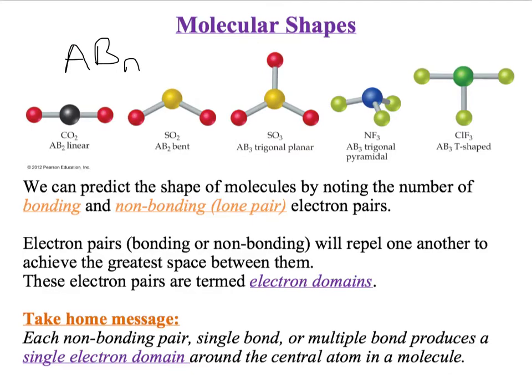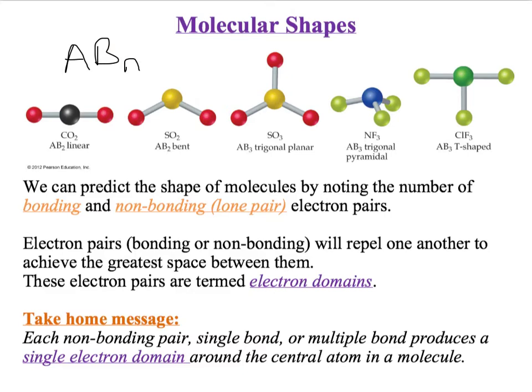One important concept for determining the shape of a molecule is noting the number of bonding and non-bonding electrons. Bonding means that those electrons are involved in a bond. The non-bonding electron pairs are just the lone pairs of electrons, which are not. Electrons in a molecule want to get out of each other's way as much as possible, to create the largest possible amount of space between them. These electron pairs are termed electron domains.